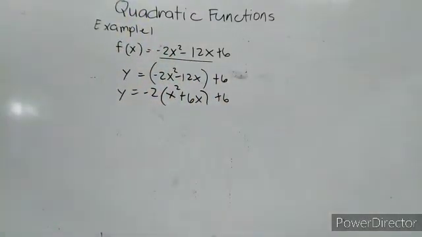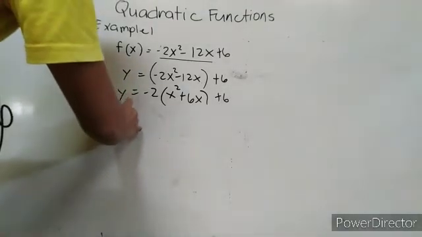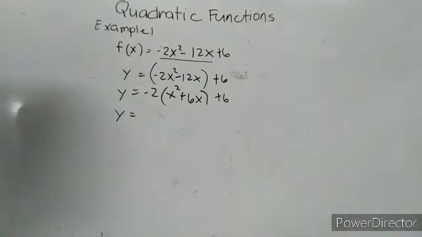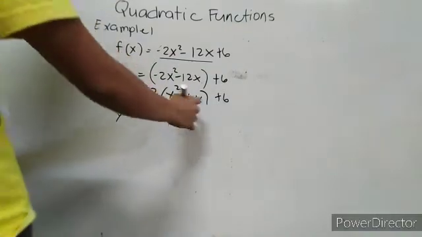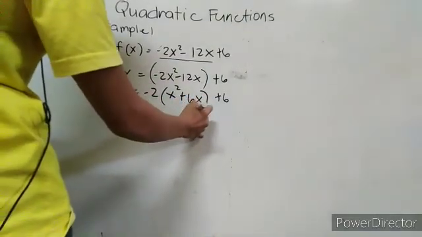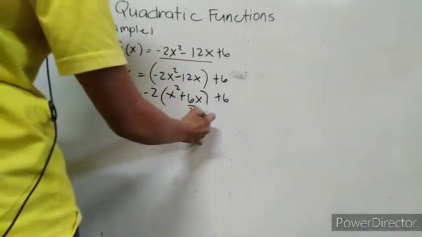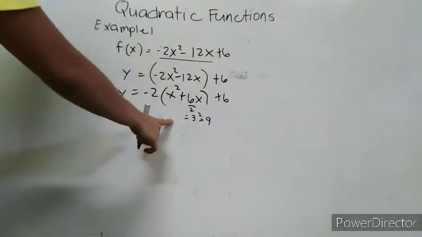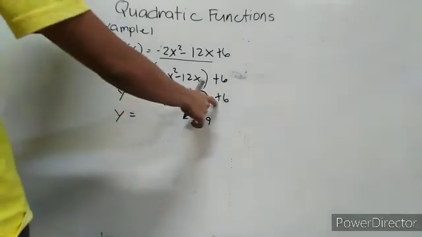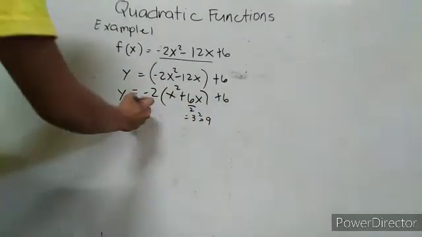Okay. Next, we are going to do completing the square. What is the rule for completing the square? We divide the linear term by 2. 6 divided by 2 is 3. Then we square it, that is 9. Then we are going to add 9 to both sides.